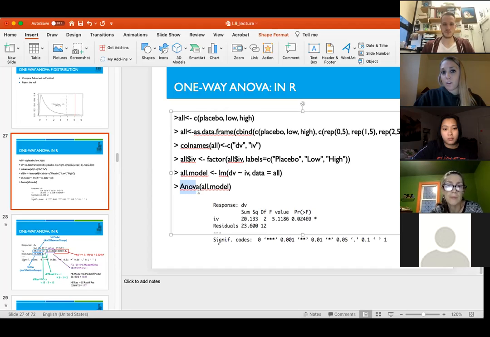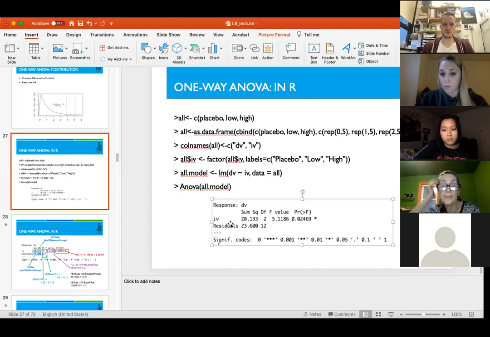And then this will actually give you an output and a p-value. But if you want to see this in the table format, you call this function called Anova from the car package. We'll go through that in just a second. This will give you this exact table. So notice here, sums of squares 20.13, residuals 23.6. These are the same things that we just found in our ANOVA table. Degrees of freedom 2 and 12, F value 5.11, and then it'll also give you a p-value here.